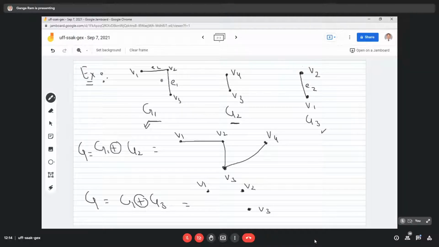Got it? So you will not take this edge E3. And which edge will you take? Only E1. E1 is V2, V3. So this one is the ring sum of G1 and G3. Got it? Yes, sir. Okay. Now, come to the next definition.